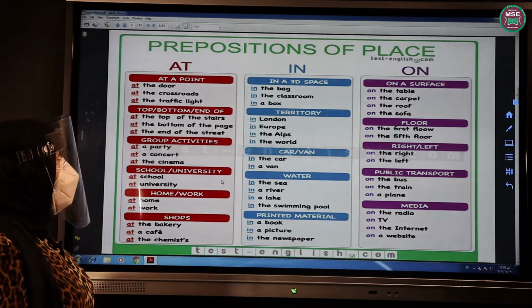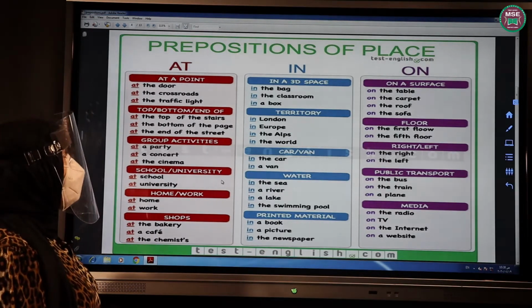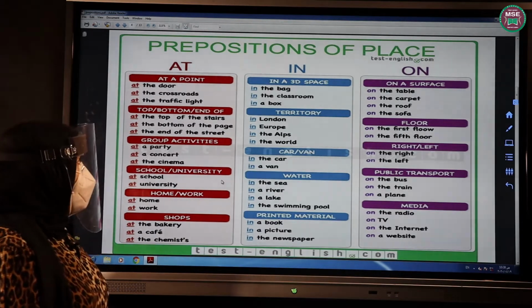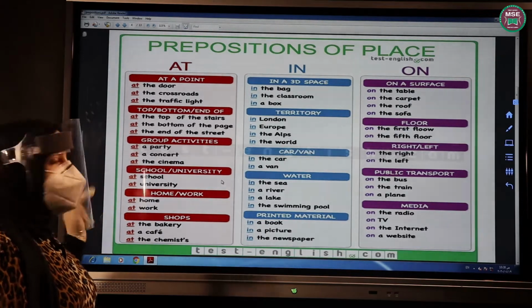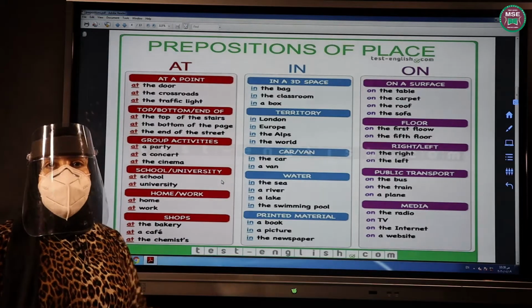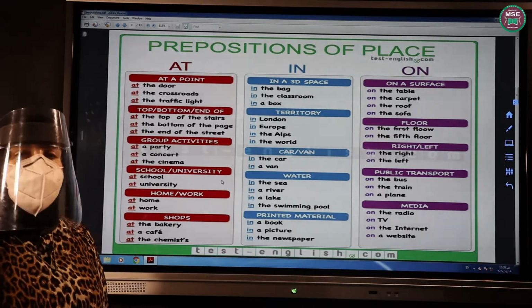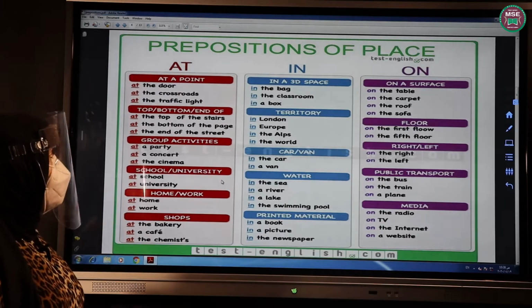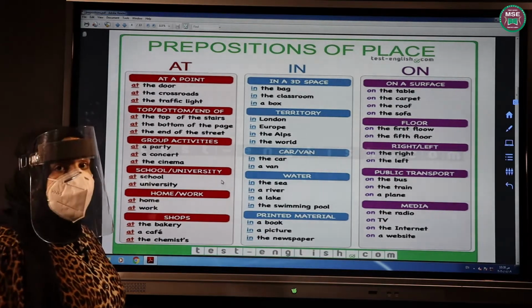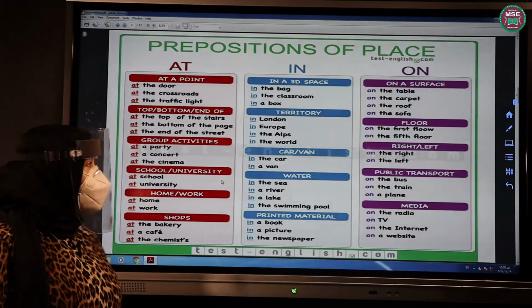At the top of, or at the bottom of, or at the end of. To describe group activities, like at a party. A party, can you celebrate a party alone? Of course, you have a group with you. So this is a group activity, at a party. At a concert also is a group activity.